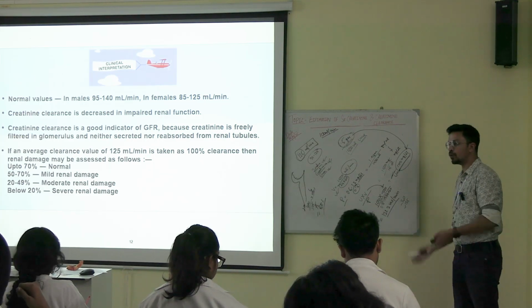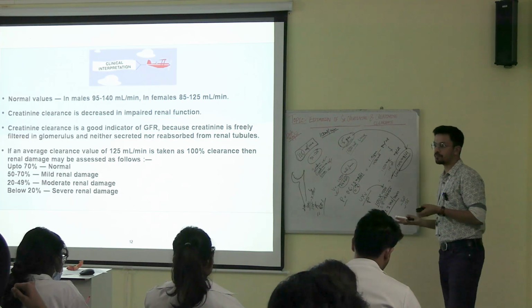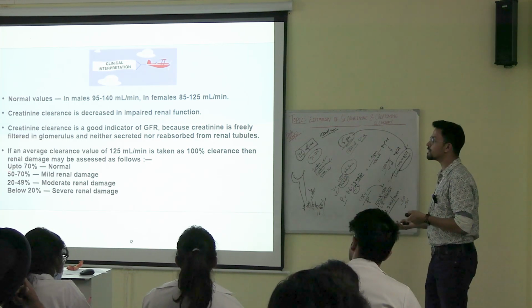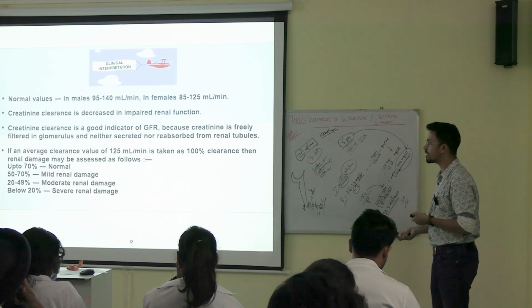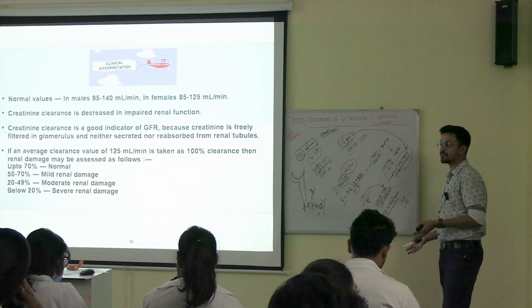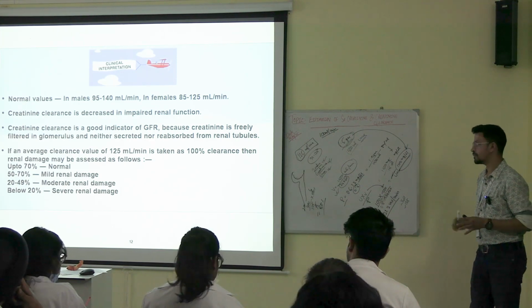Now, the lower the value, the worse the prognosis of the kidney. If it is between 50 to 70%, it is mild renal damage. If it is 20 to 49%, it is moderate renal damage. And if it is less than 20%, then that indicates severe kidney damage. Fine, that's all.